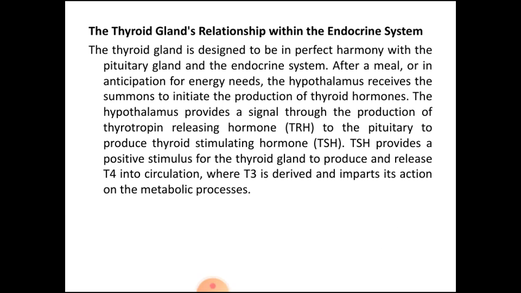The hypothalamus provides a signal through the production of thyrotropin releasing hormone, as we mentioned in the first lecture of endocrinology, on the hypothalamus and pituitary and the hormones they produce. As we also mentioned, the hypothalamus produces releasing hormones so as to stimulate the anterior pituitary to produce and release the stimulating hormone known as TSH. So TRH acts on the pituitary so as to produce thyroid stimulating hormone.